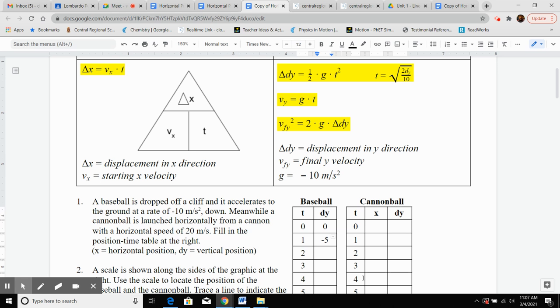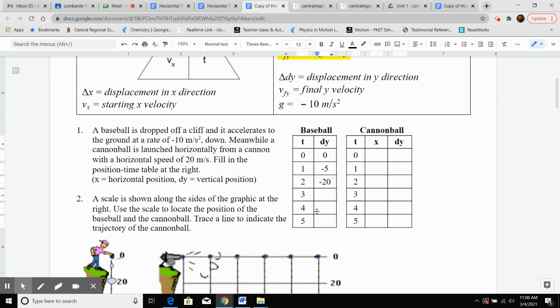2 squared. What's 2 squared? All right, 4 times negative 10. Cut it in half. Negative 20 meters. I'm not writing the meters on this right now because this whole thing will freak out. The table's a pain in the butt. So 3 squared is 9. 9 times negative 10 is negative 90. You cut that in half, negative 45 meters.